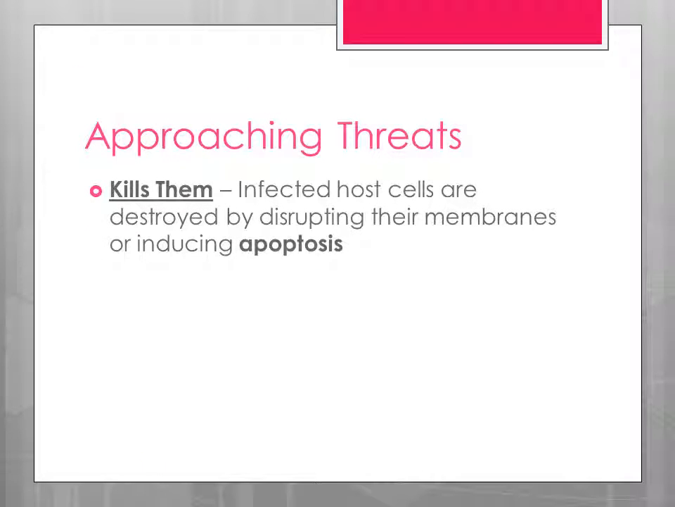Now, it's going to approach threats in three ways, and one of the three ways is by killing the foreign cells or killing the viruses or bacteria. Infected host cells are destroyed by disrupting their cell membranes or inducing apoptosis. Now, apoptosis is a very important concept when it comes to cell division, cell reproduction, and also in cell immunity. Apoptosis is what we also call in medicine cell-assisted suicide. It's where you force the cell to basically kill itself. So that's going to be one of the ways how it's going to get rid of the foreign object.